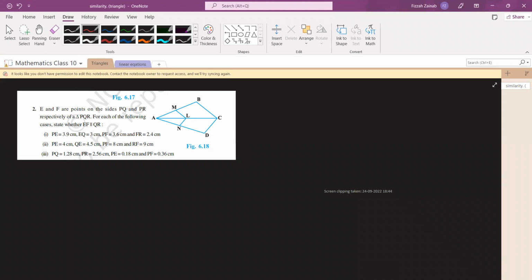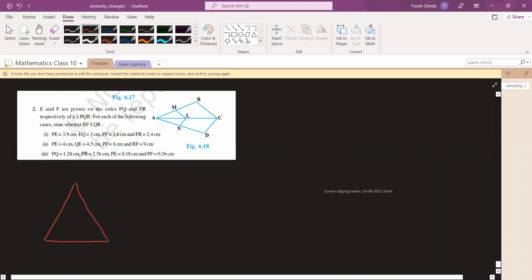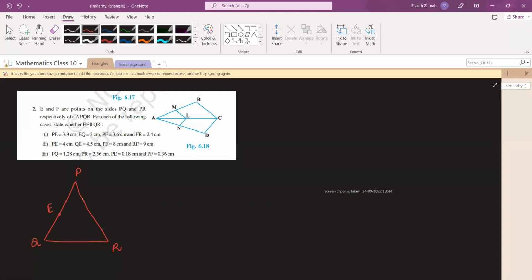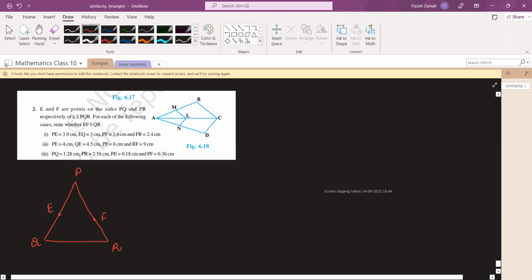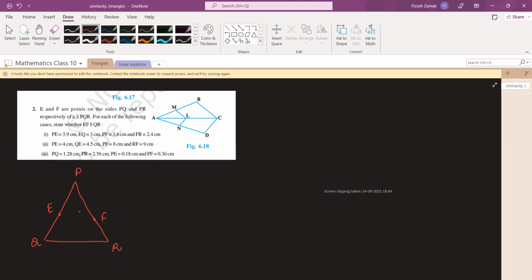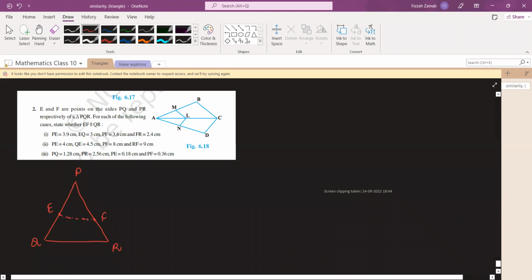E and F are points on the side PQ and PR respectively of a triangle PQR. So let us draw a triangle PQR first of all, right? So figure is not given. So this is the triangle PQR, okay? Now E and F are points on the side PQ. So somewhere you have point E here and F is any point. So I don't know whether it is exactly opposite. It can be anywhere. It can be here, right? I don't know, right? Are points respectively. For each of the following cases, state whether EF is parallel to QR. So this is the line EF if I join it.